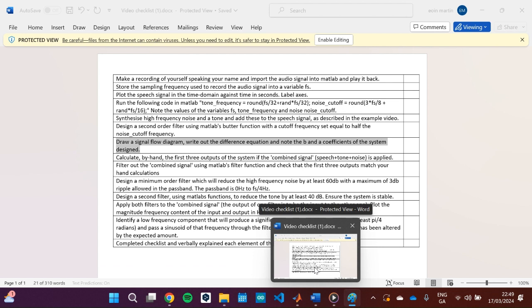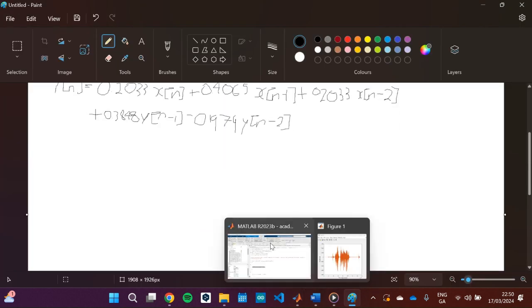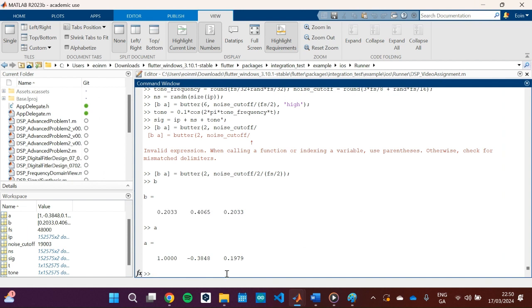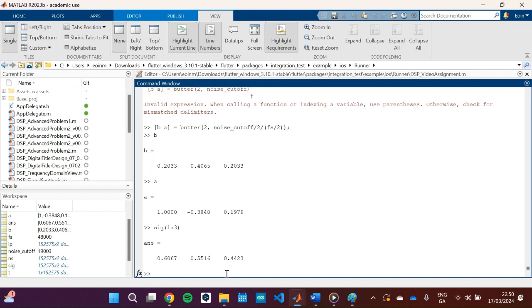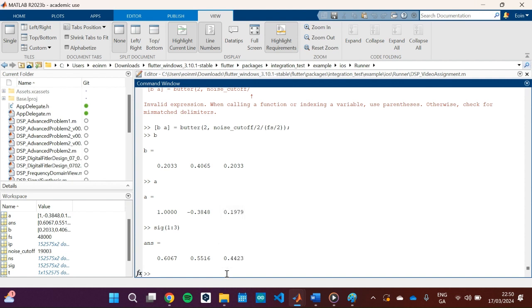Calculate by hand the first three outputs of the system if the combined signal, speech and tone and noise, is applied. Alright. Now, I'll have to get the first three inputs. So to do that, I'll do signal 1 to 3. This will be x of 0, x of 1, and x of 2. And I'll calculate. Now, I think by hand, I think I'll use MATLAB because writing it on Paint, I've done it before, it'll take a long time.